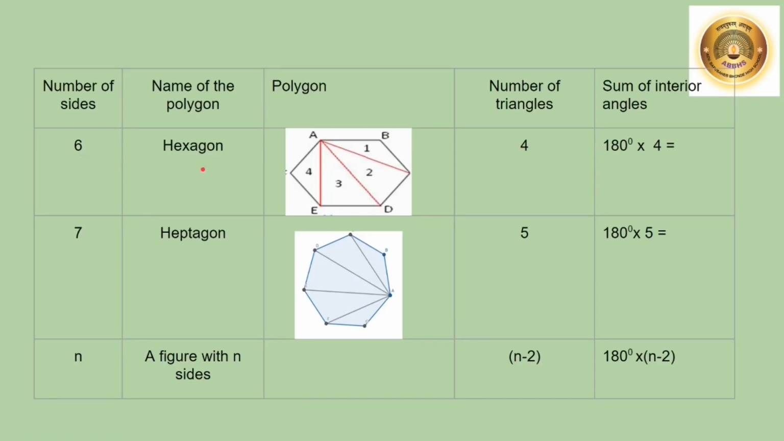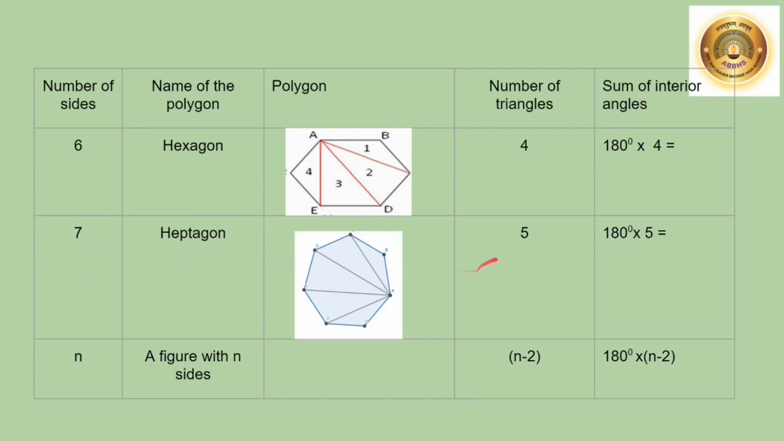Now let's take the 6-sided figure. It's called a hexagon. How many triangles are you creating here? You can create 4 triangles. Again, 6 minus 2, you're getting 4 triangles. So the sum of the interior angles is 180 into 4. 180 into 4 is, yes, 720.